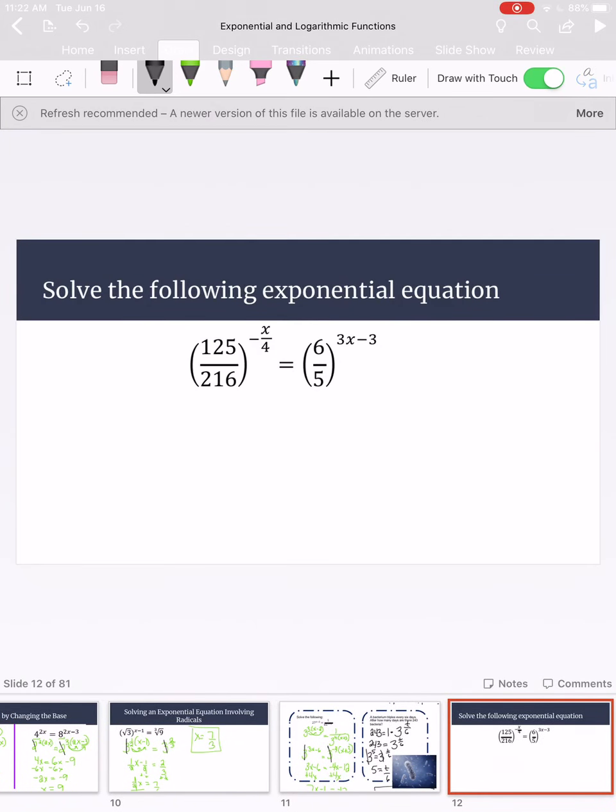Okay, so we get into some more complicated questions here, but don't fear. So 125 over 216, and then I have 6 over 5. So these look pretty close to the same thing, except it's almost like they're flipped. So I know 125 is 5 to the power of 3, and 216 is 6 to the power of 3. So I'm going to replace this like so.